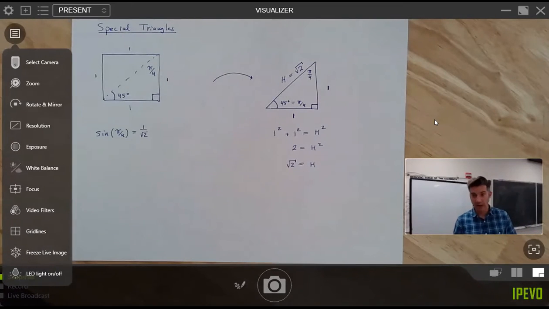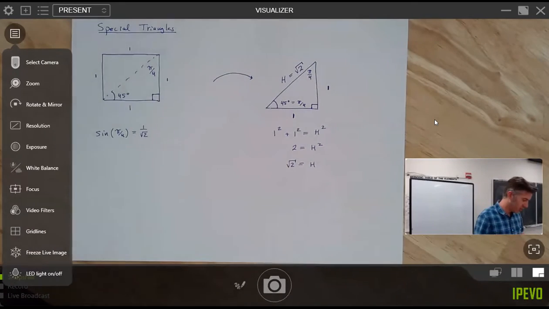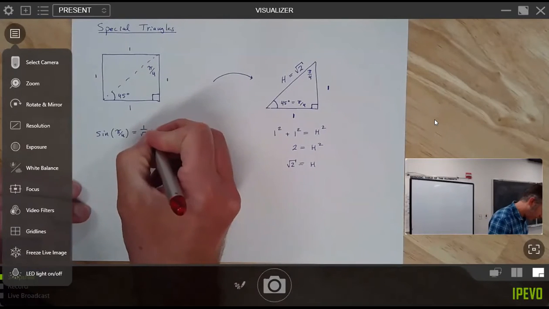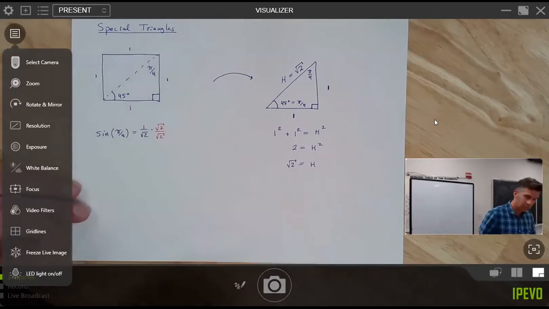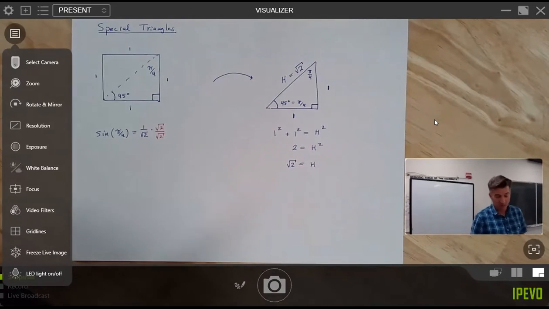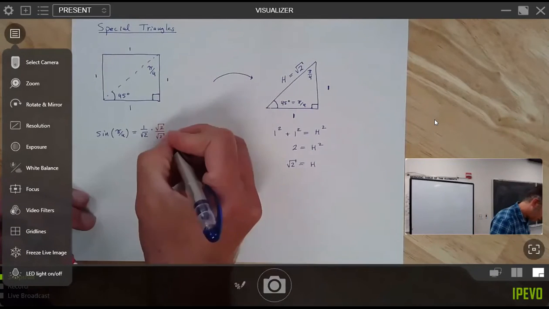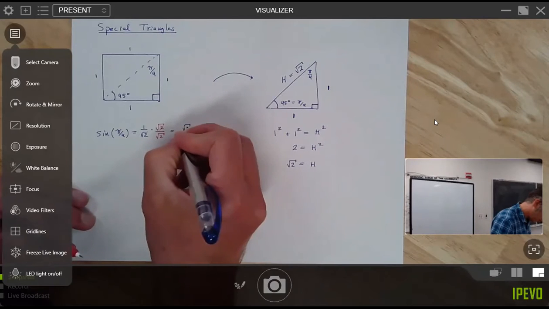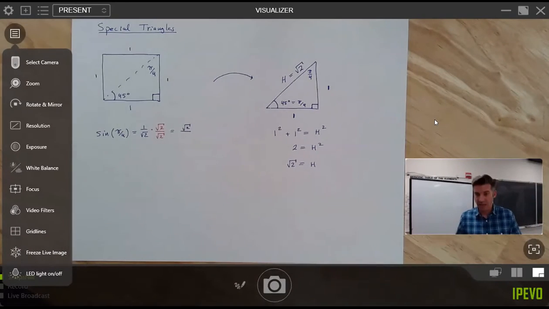Now yesterday, I don't remember who asked, but somebody asked about rationalizing the denominator, and we should do that here. So let's go ahead and multiply both the top and the bottom by the square root of 2. 1 times the square root of 2 is the square root of 2. And any square root times itself is just the number you're square rooting. Right? The square root of 2 times the square root of 2 is the square root of 4, which is 2.